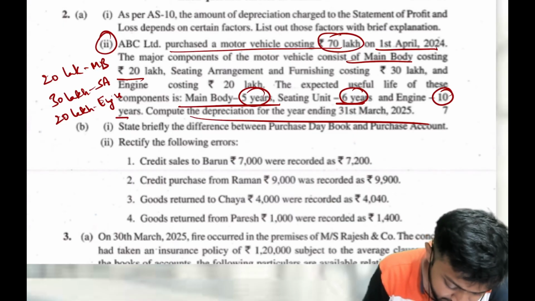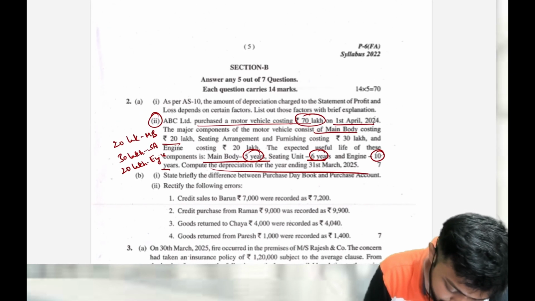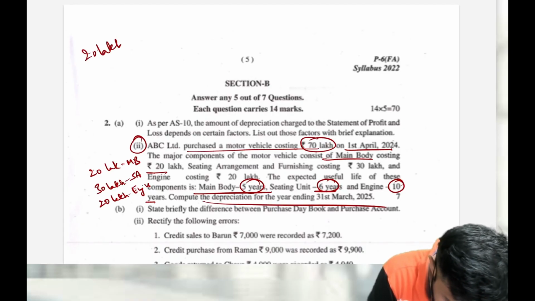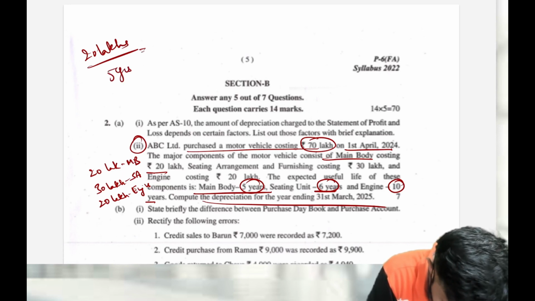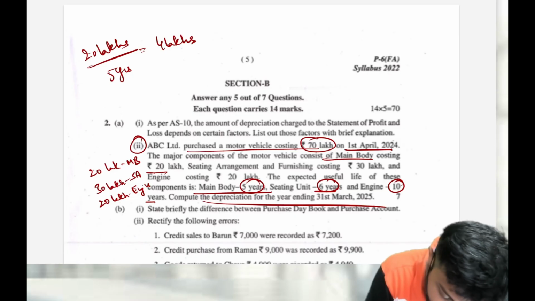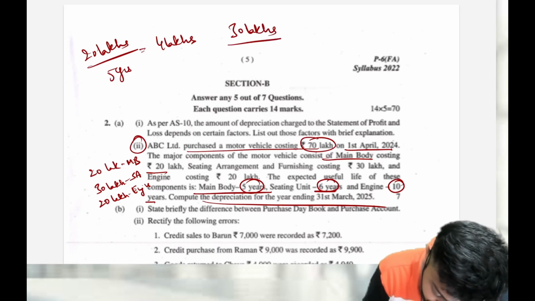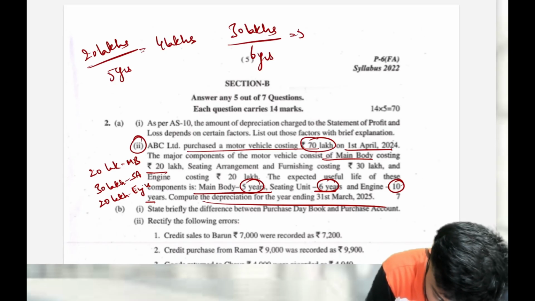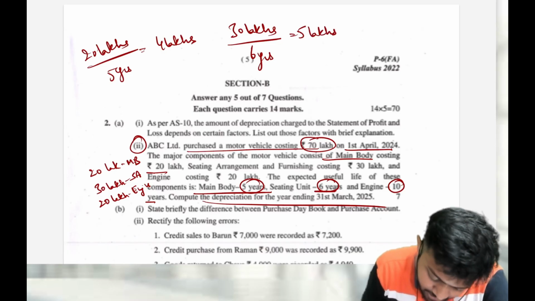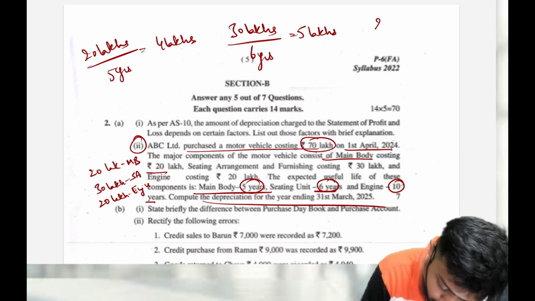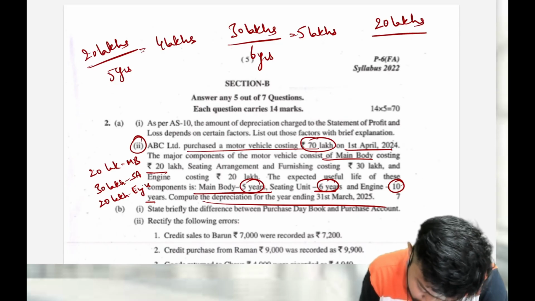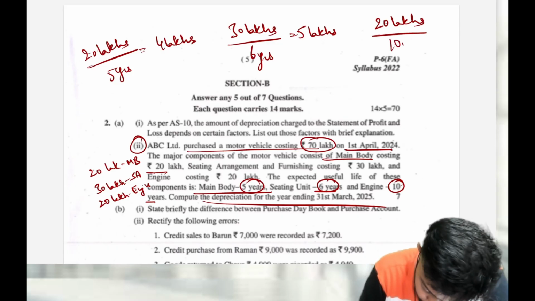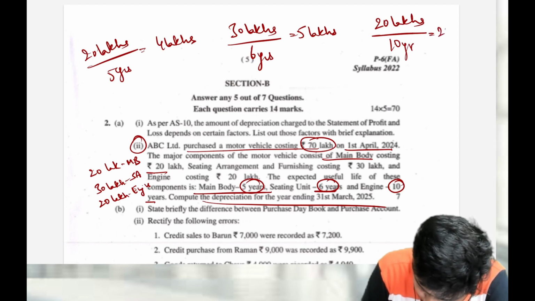So how to calculate depreciation? Very simple. Okay, very simple. So 20 lakhs divided by the useful life for the main body, which is 5 years. So this comes to 4 lakhs. Then the seating unit is 30 lakhs divided by the useful life of the seating unit, which is 6 years. So this comes to 5 lakhs. And the next one is the engine. The engine is 20 lakhs divided by its useful life of 10 years. That comes to 2 lakhs.